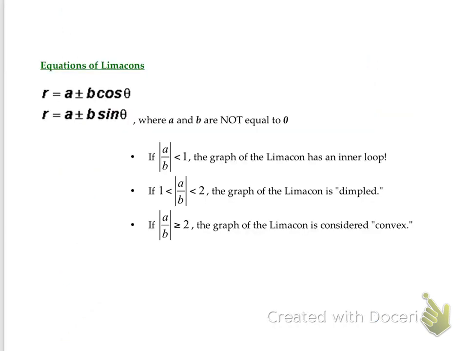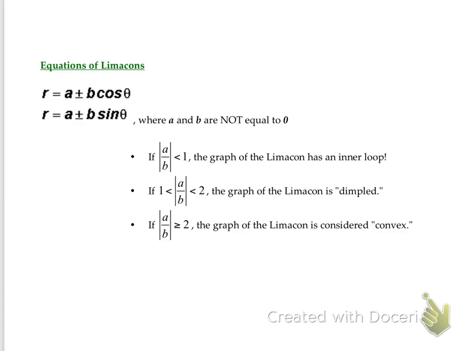Unlike cardioids, limaçons do not have an A divided by B equal to 1. They're either less than 1, where they have an actual inner loop, or they're between 1 and 2. I'm sorry, the absolute value of A divided by B. I misspoke. If the absolute value of A divided by B is greater than or equal to 2, the limaçon is considered convex.